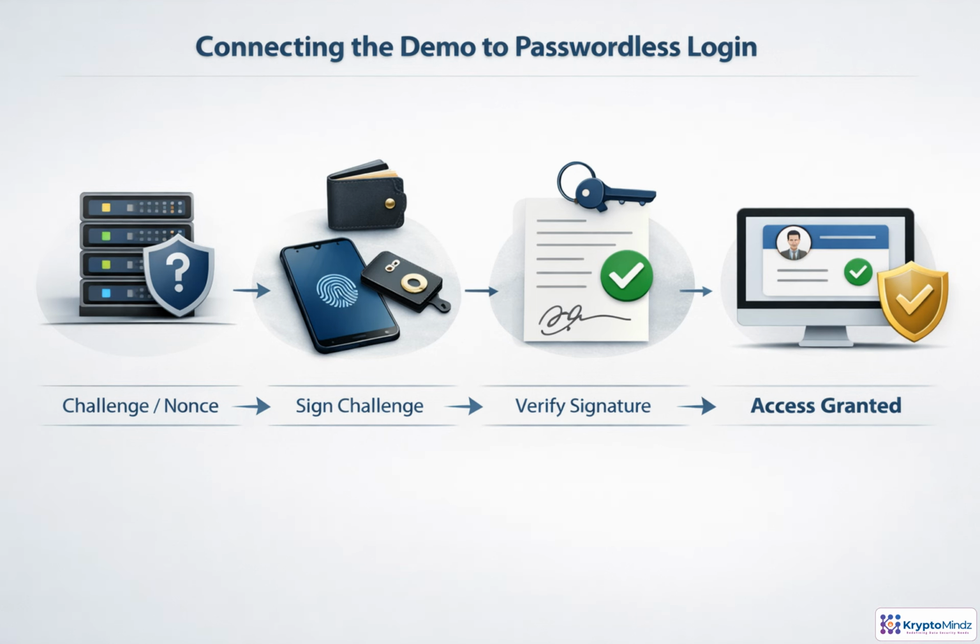The same pattern also applies to login. Instead of asking the user to remember a secret, the server creates a fresh challenge. The wallet or authenticator signs that challenge with a private key the user controls. The server checks the signature against the matching public identity. If it matches, the server knows this is the rightful holder and can safely create a session or issue an access token.